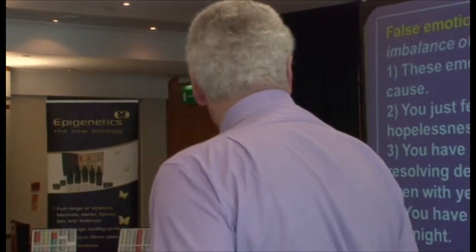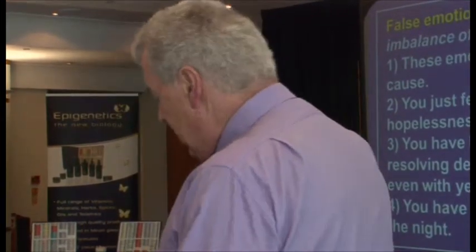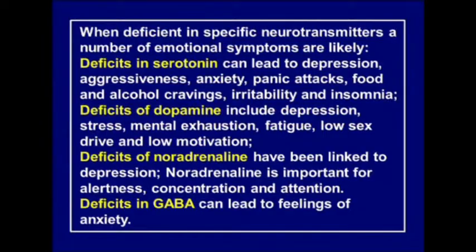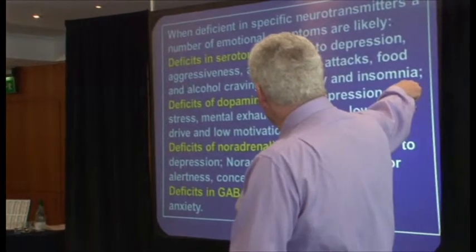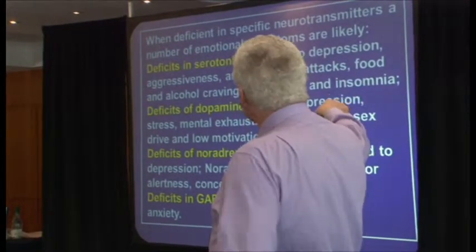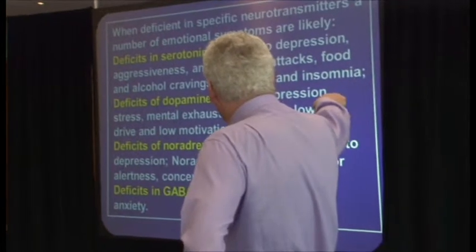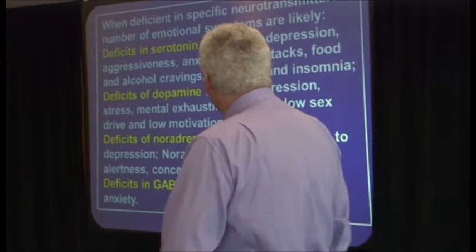You have had problems sleeping through the night, okay, so brain chemicals are too active. When deficient in specific neurotransmitters, a number of emotional symptoms are likely. Now, the most common neurotransmitter to be out of balance with emotional problems is serotonin. And we know that because of the selective serotonin uptake inhibitors. Deficiency can lead to depression, aggressiveness, anxiety, panic attacks, food and alcohol cravings, irritability, and insomnia.